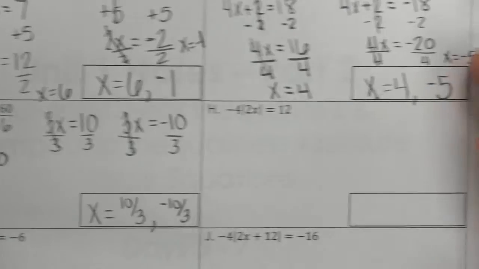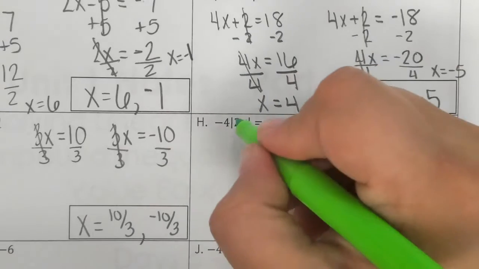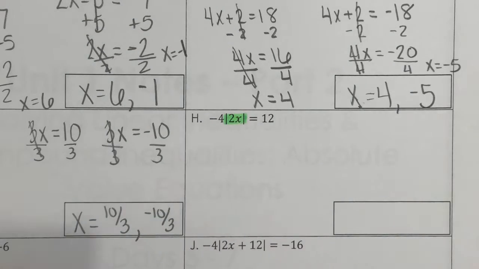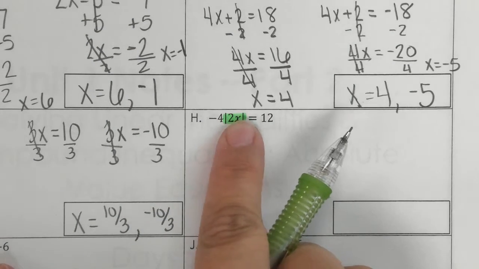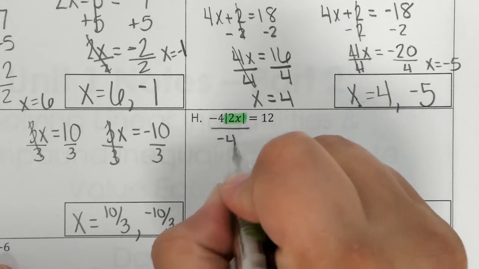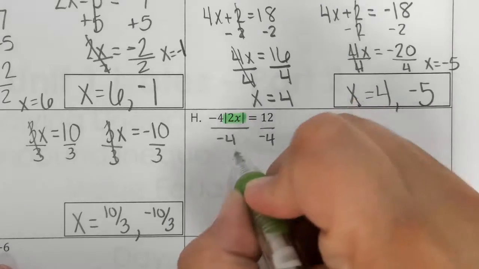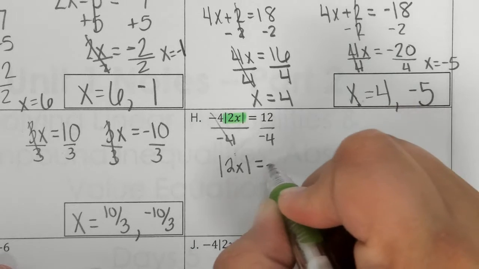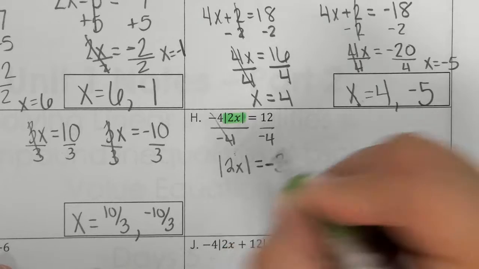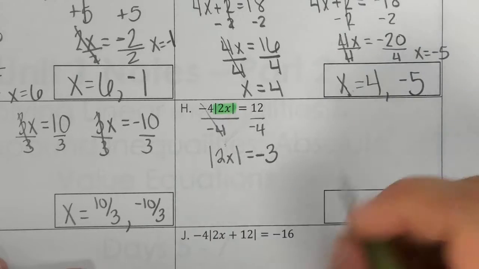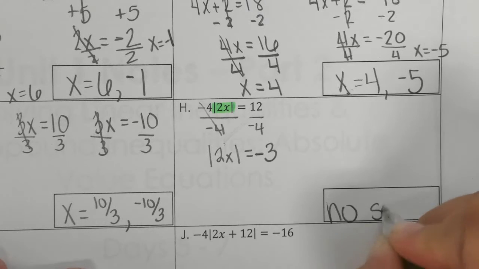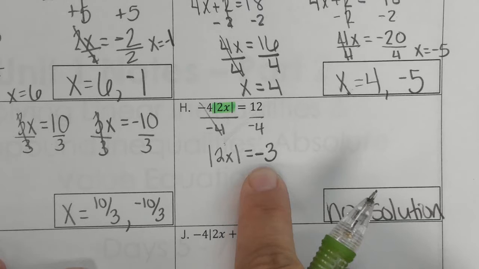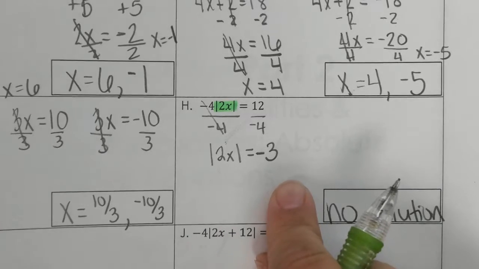Okay. And then for H, we have the absolute value of 2x. So to get rid of that negative 4, this is saying negative 4 times the absolute value. So the opposite is to divide. And I would get the absolute value of 2x equals negative 3. But in this problem, I can stop and say that the answer is no solution, because we know that absolute value can never equal a negative number. So we're just done. We can't solve that.